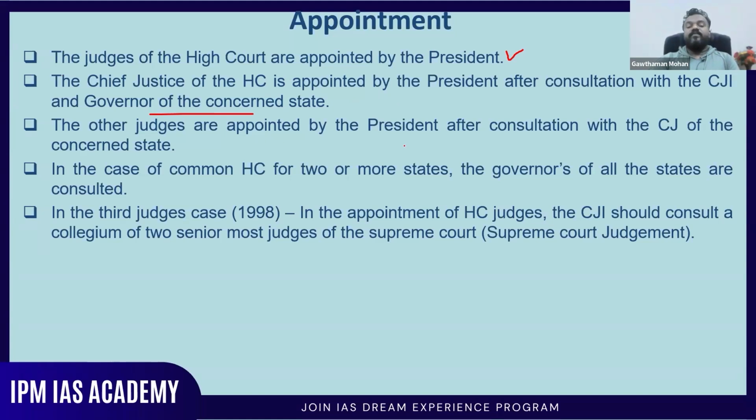The other judges are appointed by the President after consultation with the Chief Justice of the concerned state. In case of a common High Court for two or more states, the Governors of all the states are consulted. In the Third Judges case, 1998, for the appointment of High Court judges, the CJI should consult a collegium of the two senior-most judges of the Supreme Court. So that was one of the judgments: the CJI has to consult a collegium of the two senior-most judges of the Supreme Court.